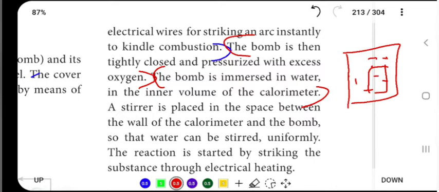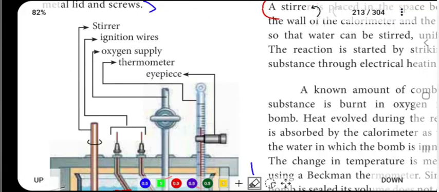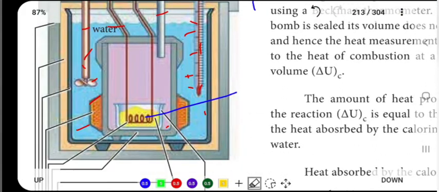A stirrer is placed in the space between the wall of the calorimeter and the bomb so that the water can be stirred uniformly. See the picture, this is the stirrer. It contains a small fan, so it can uniformly spread the temperature and the water. It is placed between the bomb and the wall of the calorimeter.